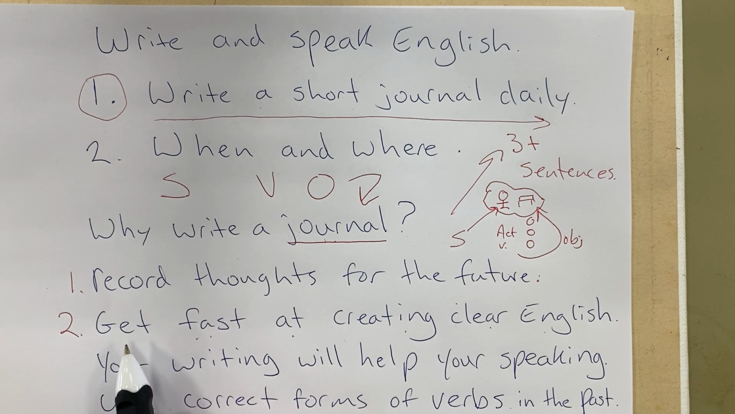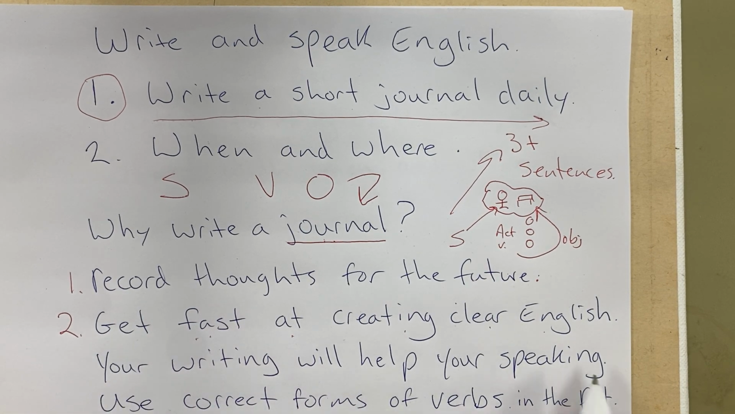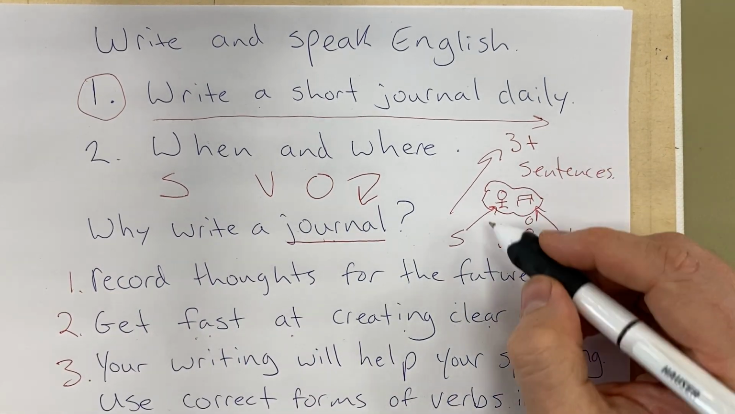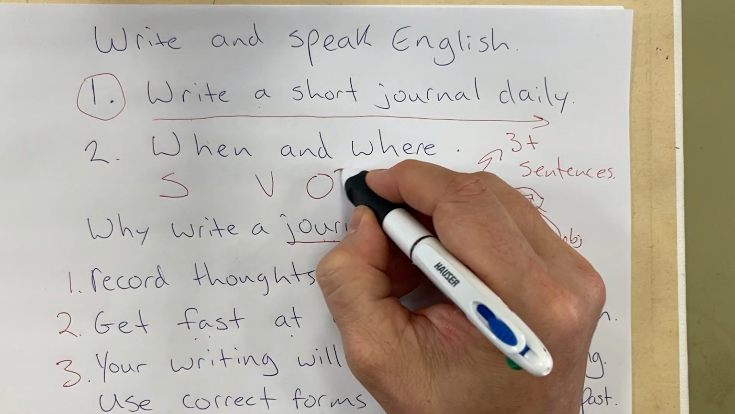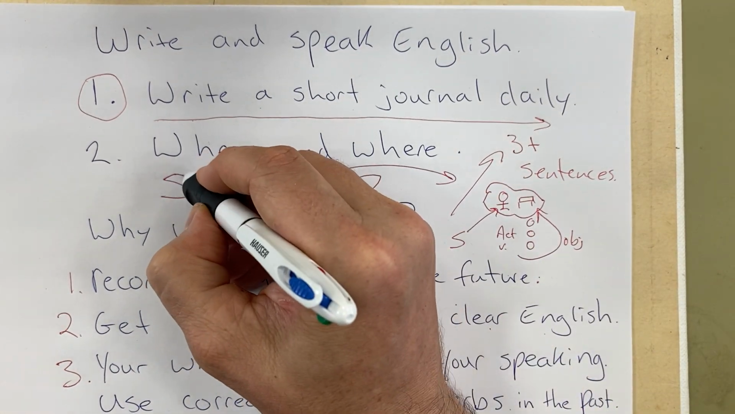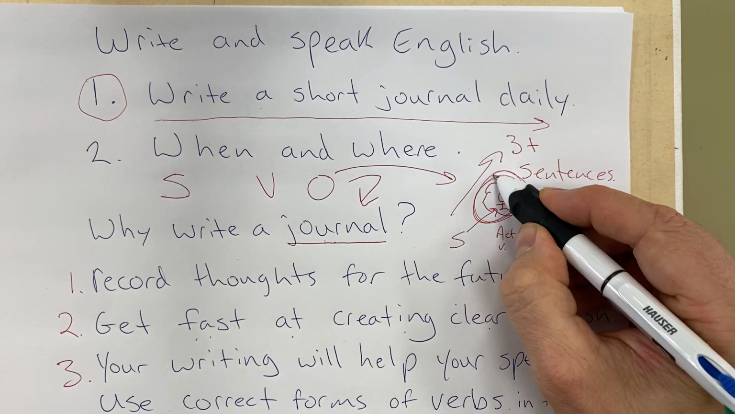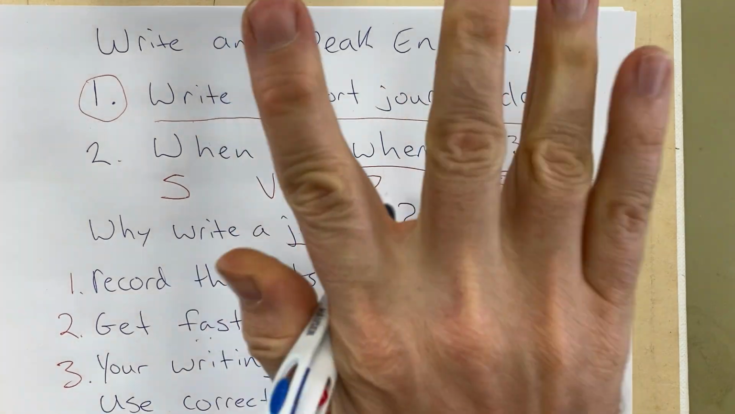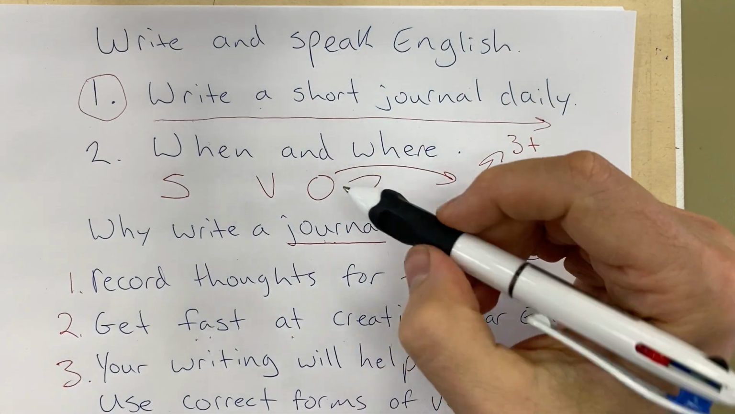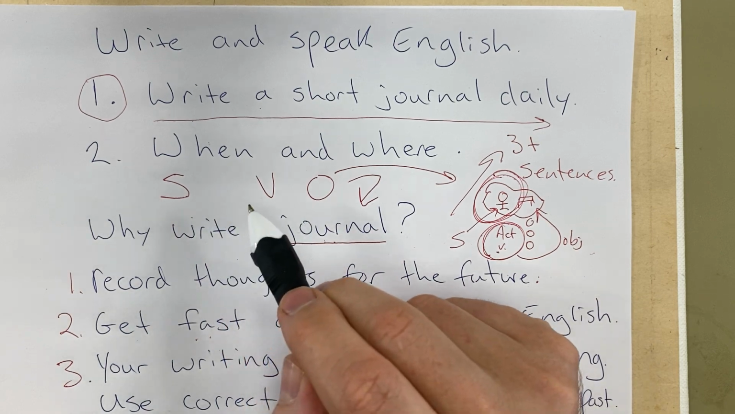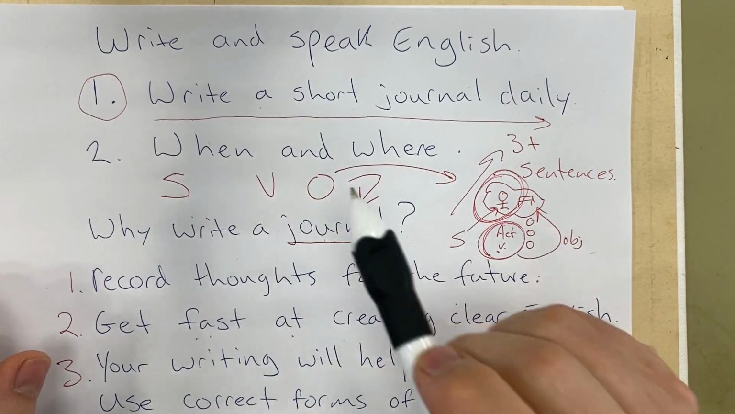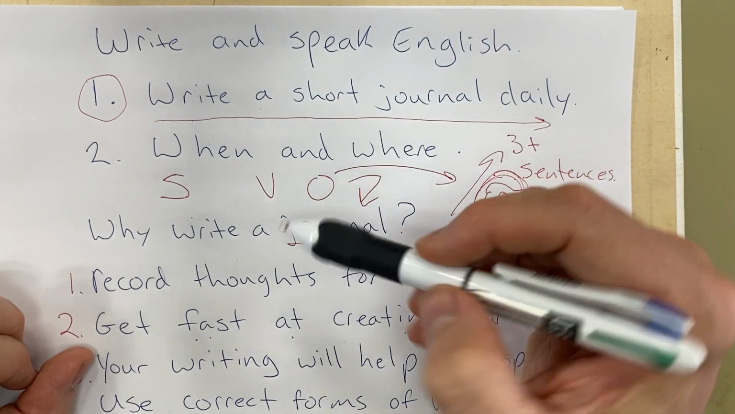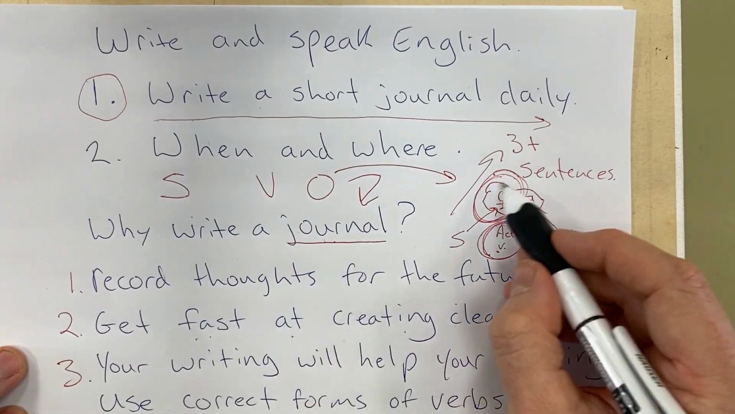Next, your writing will help your speaking. So when you practice this process, this SVO process in your writing, you have time to think, okay, who is the subject? What is the subject doing? And to what? You have time, but when you speak, you don't have time. So a lot of people want to get better at speaking, so they practice speaking. But the problem is you're practicing under a pressured situation, and in that situation, you don't do this slowly.